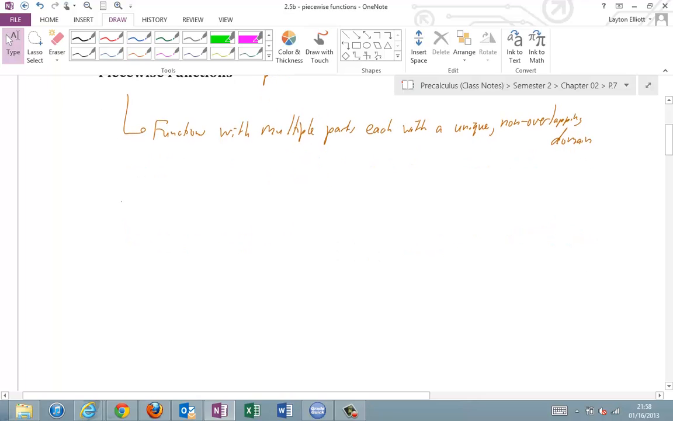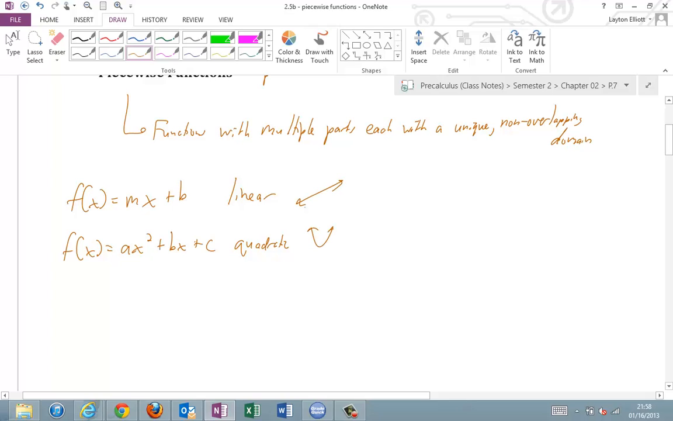A few things before we get going. We have multiple types of polynomials. This is reviewed too, but any polynomial that looks like f of x is equal to something times x plus another something, like mx plus b, that is linear. That's a line. Something where f of x is equal to something x squared plus another something times x plus another something is quadratic, which is the shape of a parabola. So linear, slant, something like that.